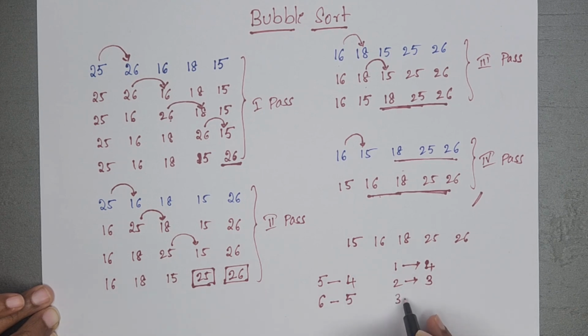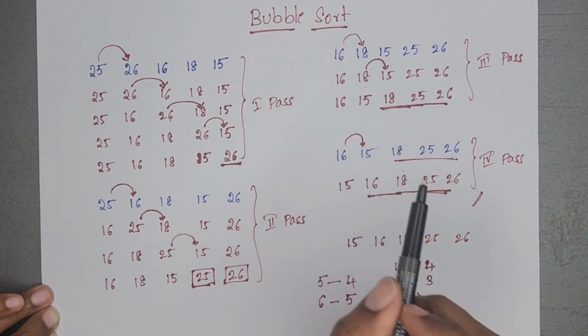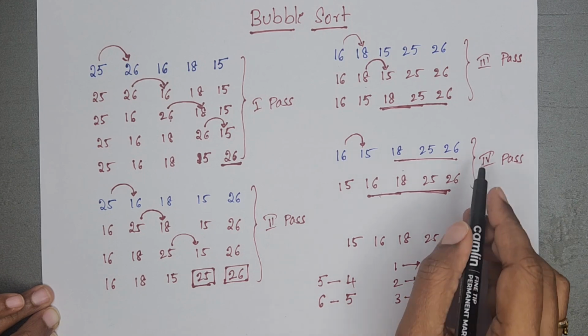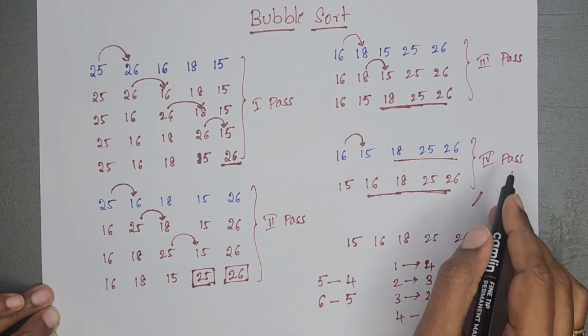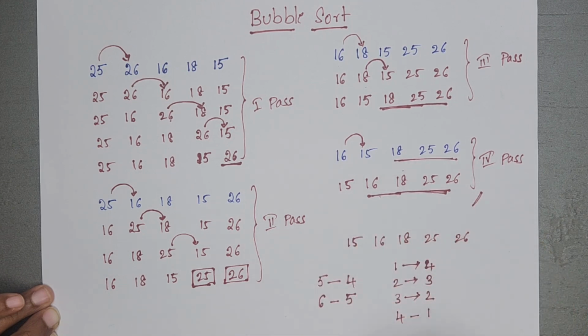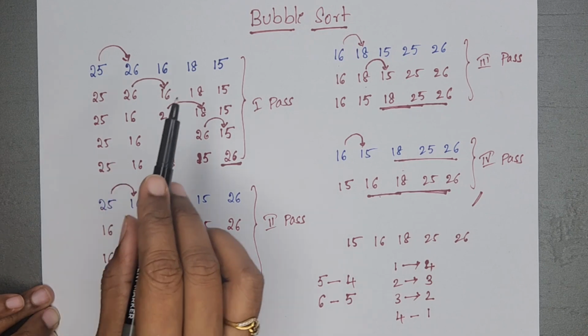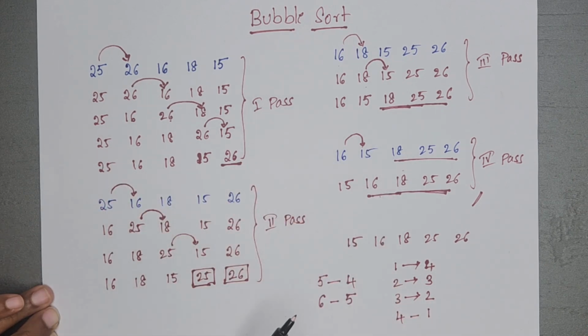Now, in third pass, the number of comparisons is only 2. So, in fourth pass, the number of comparisons is only 1. So, these many comparisons we have to perform and after this we'll get elements in sorted order. This is the bubble sort working principle.